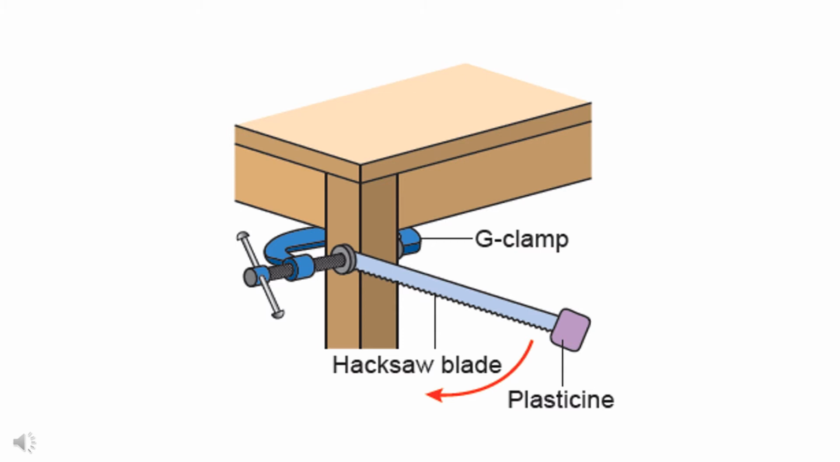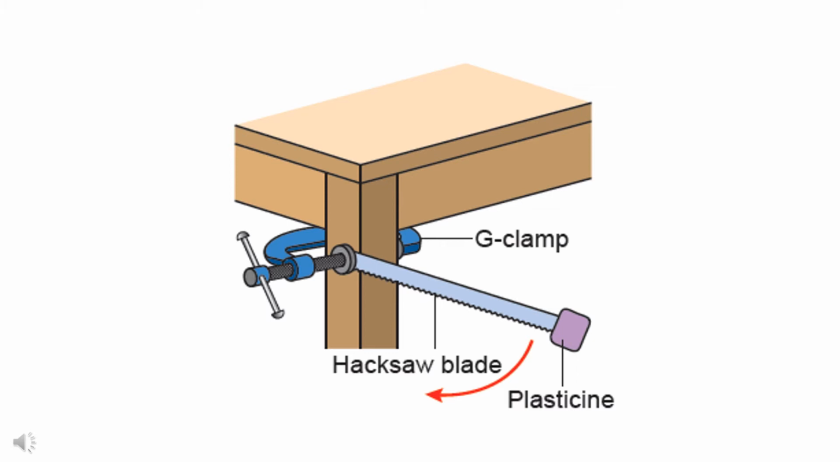The hacksaw blade was tightly clamped horizontally onto the leg of a table using the G-clamp. 30 grams of plasticine was placed at the end of the hacksaw blade. The hacksaw blade with the plasticine was slightly pulled and released, making it oscillate. The time for it to make 10 oscillations was taken. The steps were repeated using different weights of the plasticine.